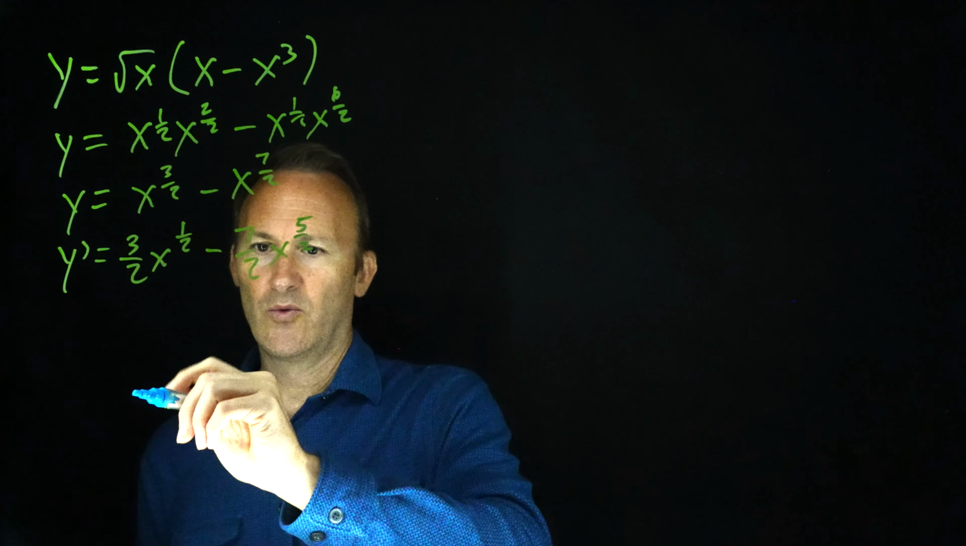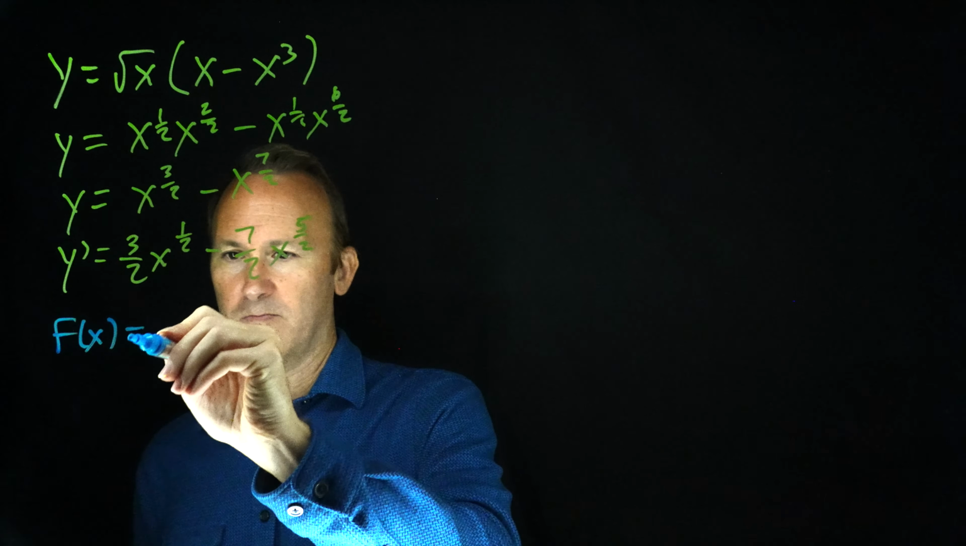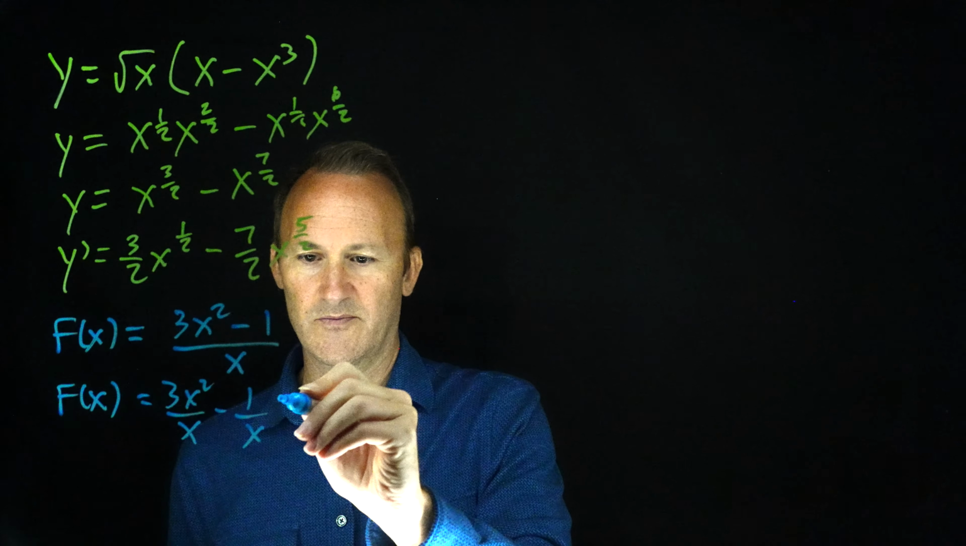Similar type. What if we have the function f of x equals 3x squared minus 1, but it's all over x? How do we tackle this one? So once again, you can do some algebraic simplification. You split it, it's like reverse adding of fractions. So this is going to be equal to 3x squared over x minus 1 over x. And that's going to be simply 3x minus 1 over x.